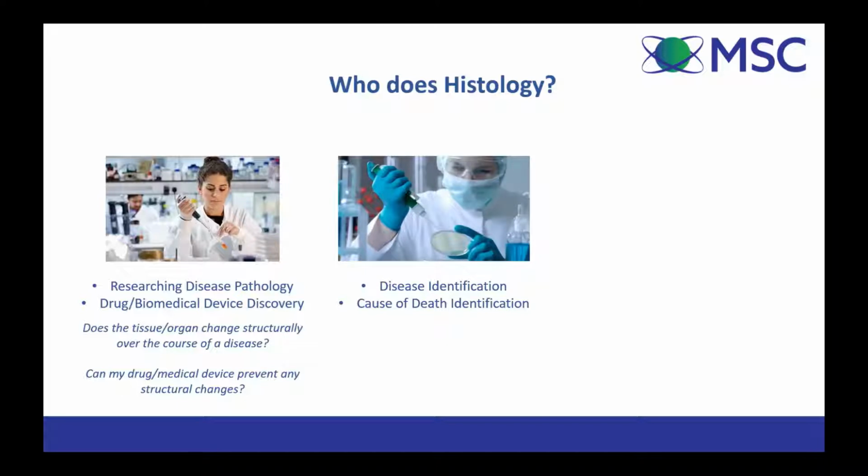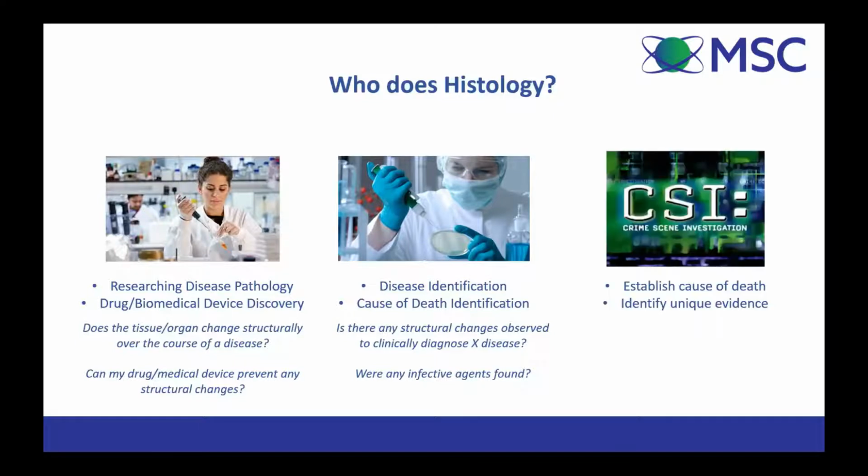There are those in the clinical world who do disease identification and cause of death identification. They tend to be asking, are there any structural changes observed to clinically diagnose X disease? A very common one obviously is cancer. And were there any infective agents involved? Did they find any bacteria or were there any parasites found in the tissue?